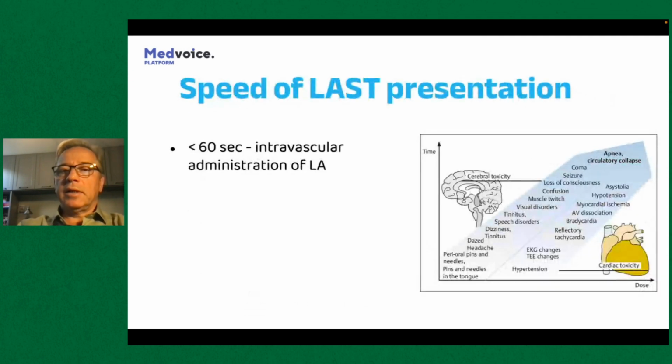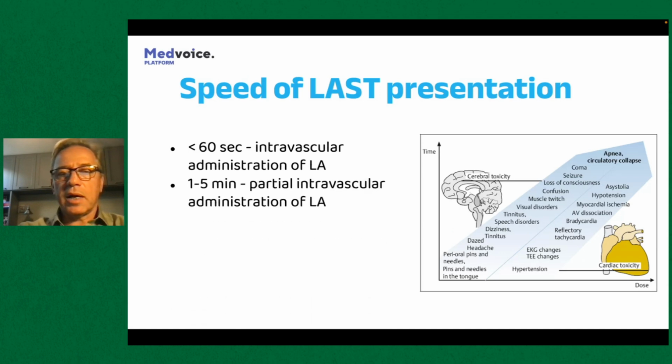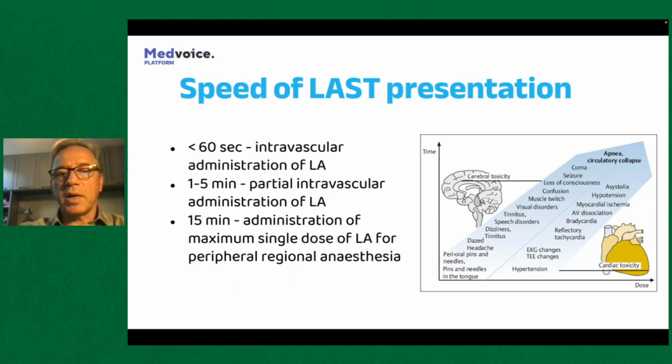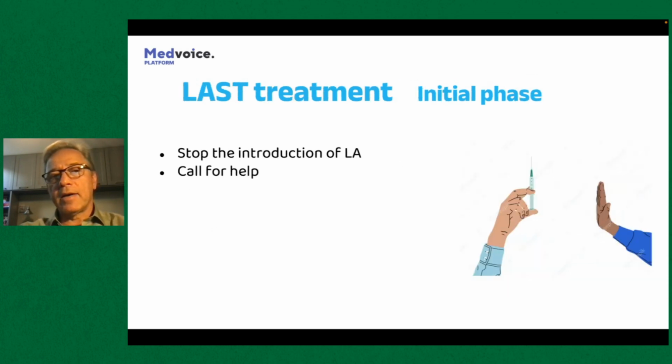So how often does this present? If you inject a massive dose intravenously, it will be less than 60 seconds when you will see all the symptoms that we described. It takes 1 to 5 minutes if you have a partial intravascular administration. It can occur after 15 minutes with administration of the maximum single dose for peripheral regional anesthesia. So if you've done your brachial plexus block, observe this patient closely for 15 minutes for signs of local anesthetic toxicity.